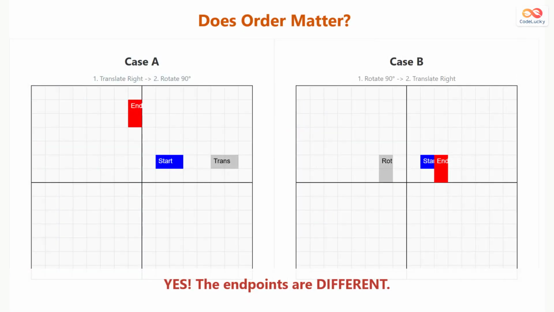A common question is, does the order matter? Let's test it. In case A, we translate then rotate. In case B, we rotate then translate. As you can see, the final red shapes end up in completely different places. So yes, the order definitely matters.